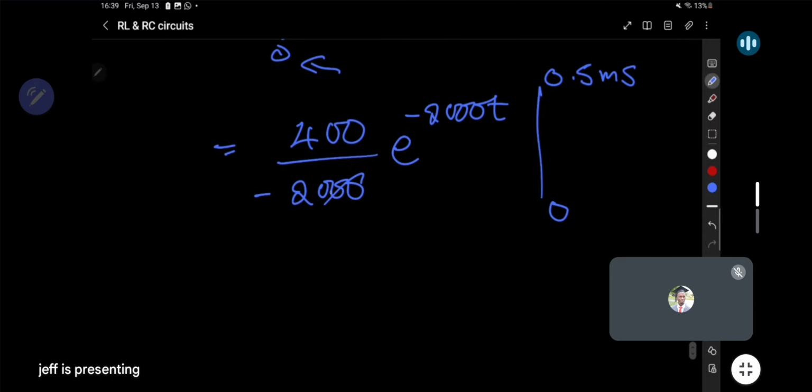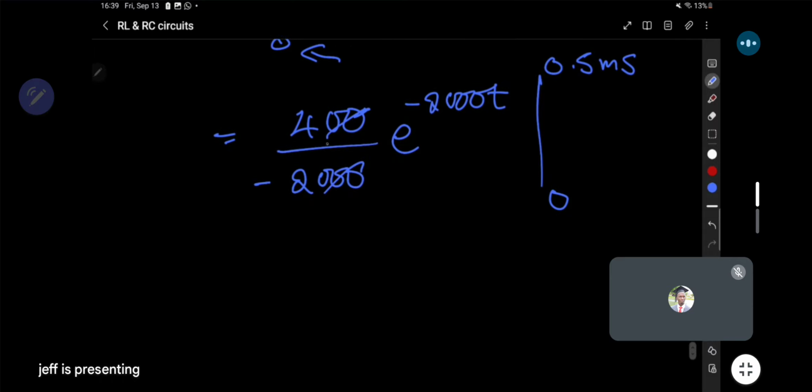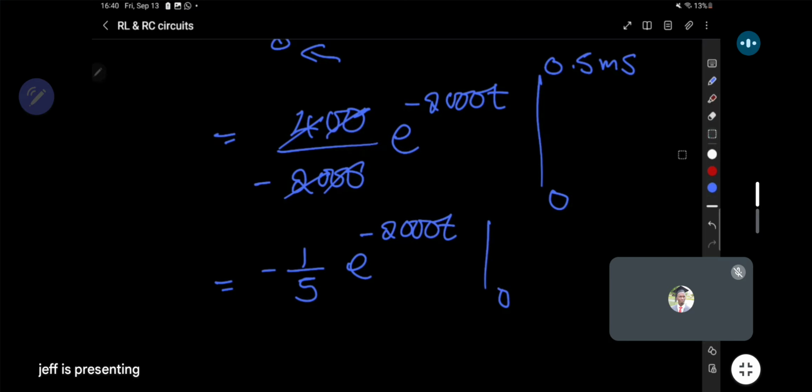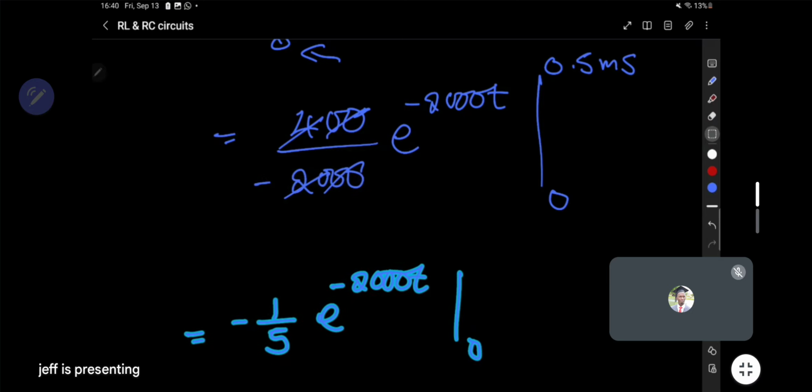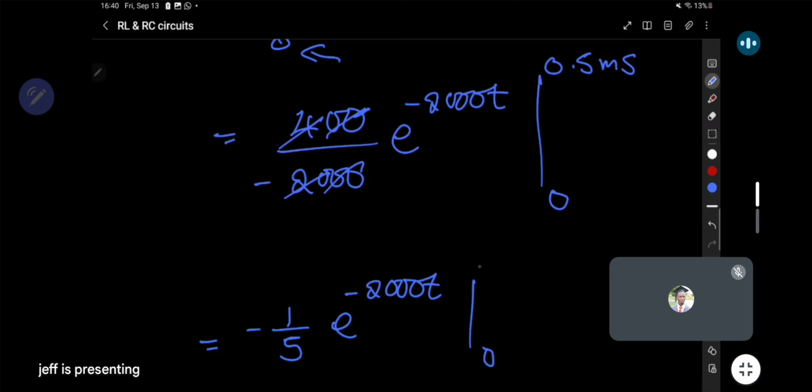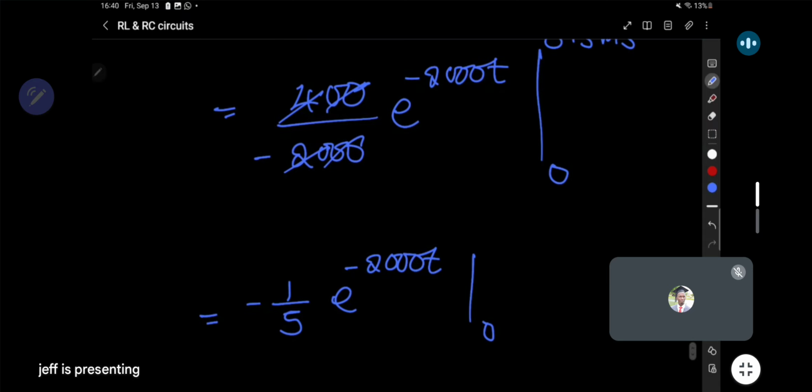Here, of course, the 2 zeros will fall with 2 zeros there. 4 will go 5 times into 20. So we now have negative 1 over 5, and then e to the minus 2,000 t, from 0 to 0.5 milliseconds. Remember, this was supposed to be in joules, but because my power was in milliwatts, I know this will be in millijoules when I get it. So I'll just keep that in mind.